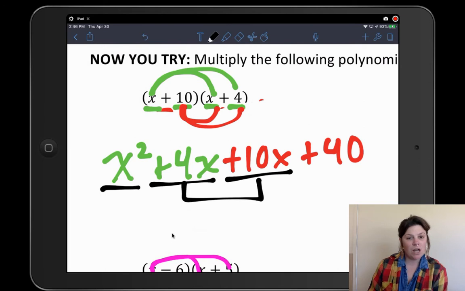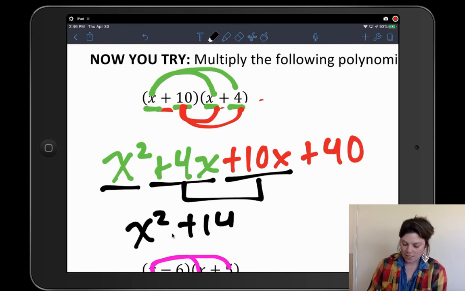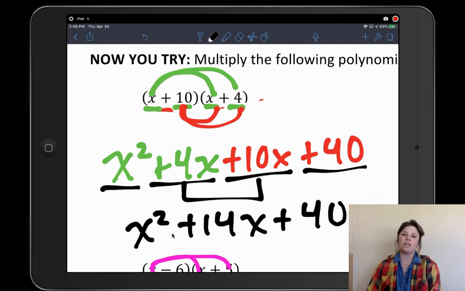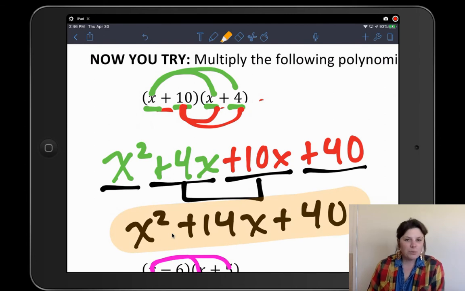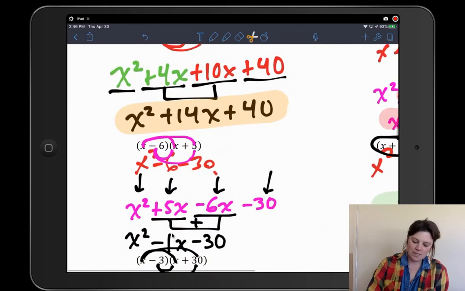X squared cannot be combined with anything else, so you just get x squared plus 14x, and then again, the 40 cannot be combined with anything else. There's no other like terms for 40, and so we just rewrite it. And then this would be your final answer. So that's the simplest way of multiplying polynomials, is when you just have 2 binomials. All right, let's see what happens now.